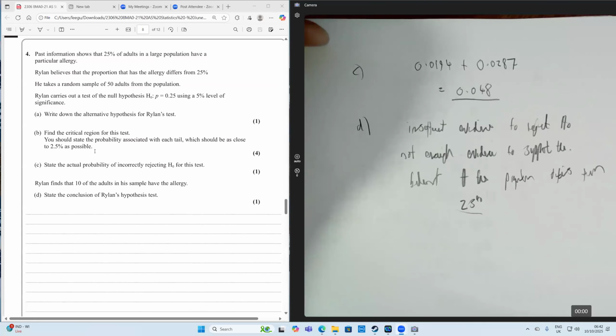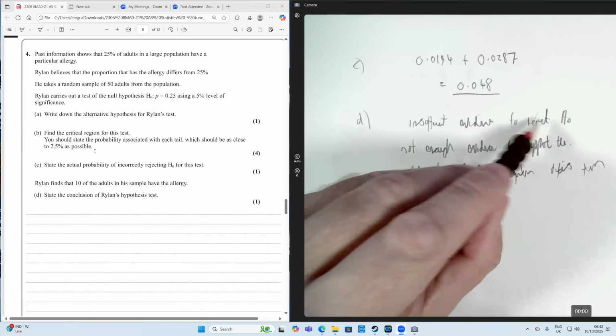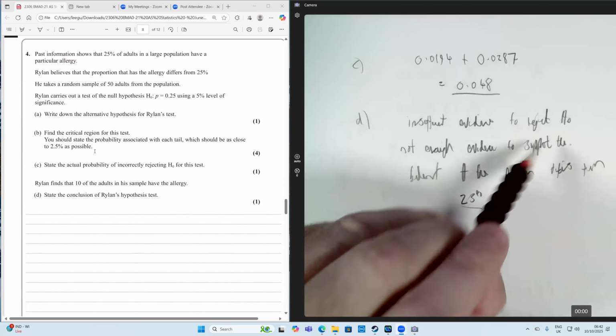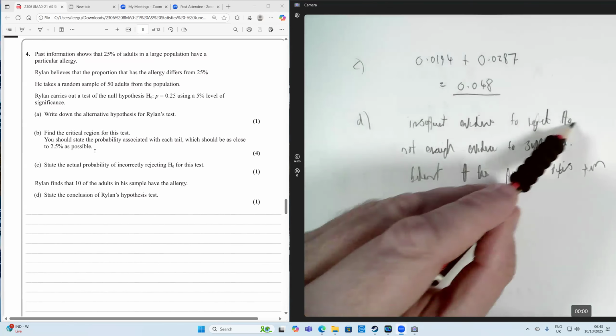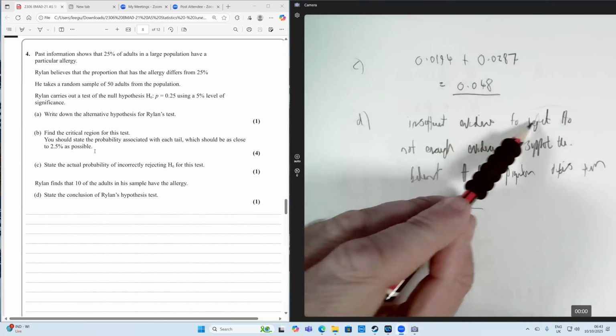I once taught a student a couple of years ago who said that, because sometimes people say, oh, we're going to accept H0, it's not good to say accept something because statisticians don't like to accept anything, which I thought was kind of nice. So try and avoid saying we're going to accept H0. Instead, it's better to say there is insufficient evidence to reject H0.